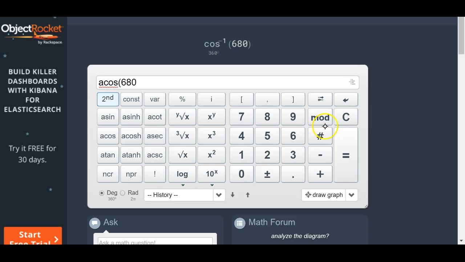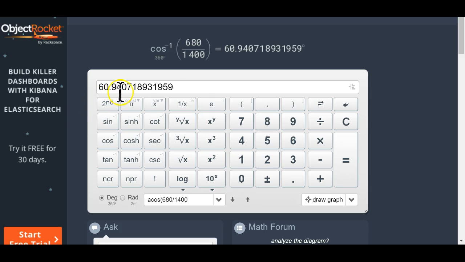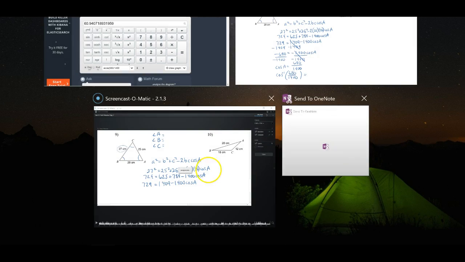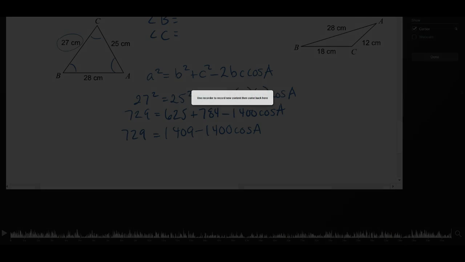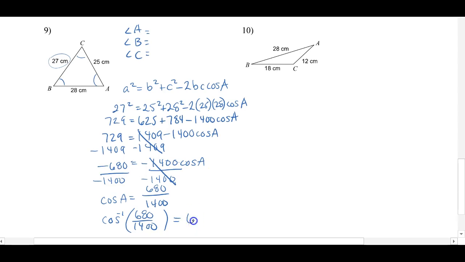680 divided by 1400. That looks good up top. Just making sure that looks like what I want it to. Equals 60.94 degrees. Sorry about that. 60.94 degrees, and that is angle A. Okay, so I'll put that up here, 60.94 degrees.